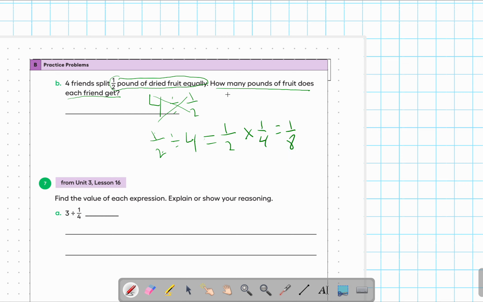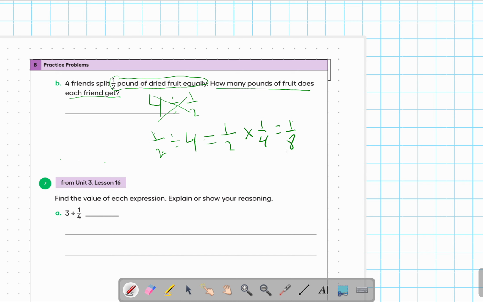So how many pounds of fruit does each friend get? Each friend gets 1/8 pound of dry fruit. Does that make sense? Well, they share 1/2 pound, and each friend is going to get less than half, because you're sharing something. It has to decrease. So that makes sense. This answer makes sense, so we can be confident that this is our answer.